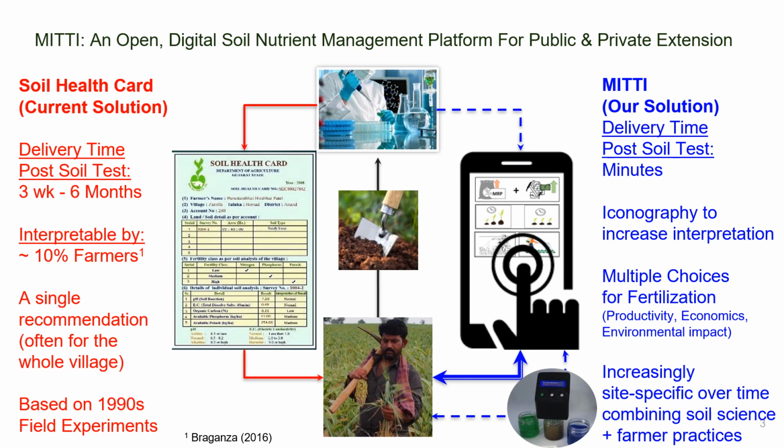Second, the use of iconography in MITTI improves the interpretation of the choices that are being offered to the farmer as compared to the 10% of farmers being able to interpret what is being said on the soil health card. Third, by offering multiple fertilization choices, it improves the ability to act upon recommendation. And finally, and most importantly, it offers a product architecture that delivers recommendations with greater and greater site specificity as more and more farmers come on board this platform and start using the solution.